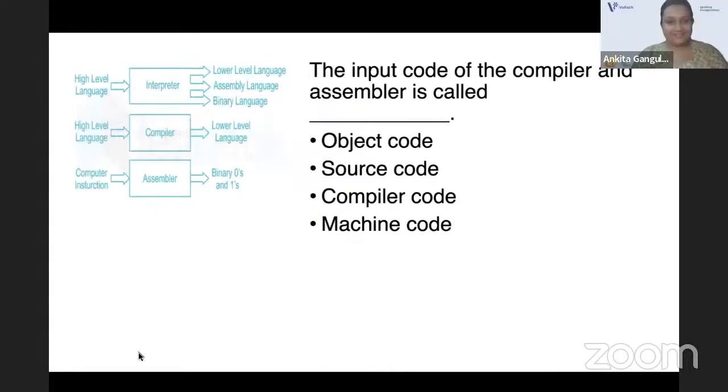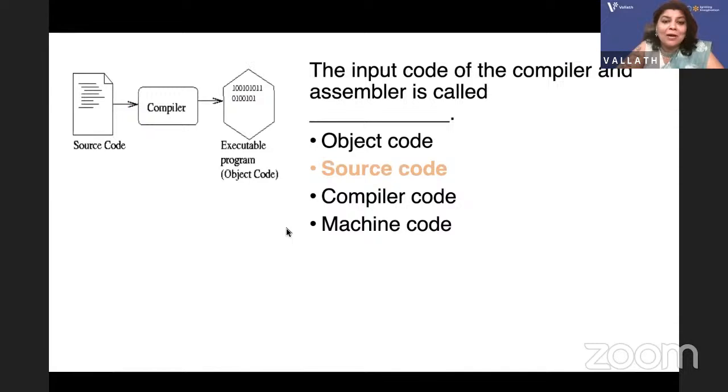Please read. The input code of the compiler and assembler is called dash. Object code, source code, compiler code, or machine code? Okay, I will blindly choose B. Yes, it is B, source code. Seriously? I didn't know anything about it, but I'm learning. We will start Paper One classes. I don't give up, and cannot be defeated. We are learning and we will do.